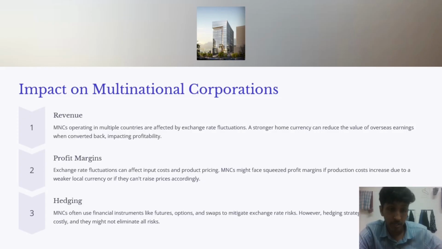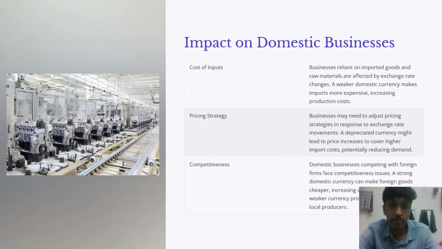Hedging. MNCs often use financial instruments like futures, options, and swaps to mitigate exchange rate risk. However, hedging is costly and they might not eliminate all risk. So hedging is a way or tool to protect yourself from losses. MNCs use such financial tools to mitigate or reduce risk in an exchange rate. Next is how these implications impact domestic businesses.